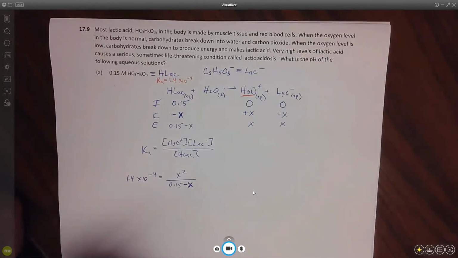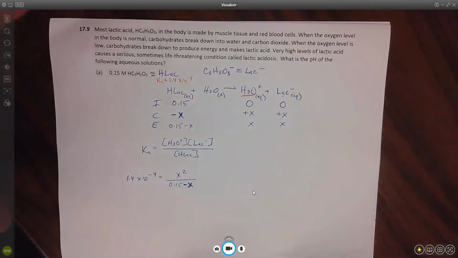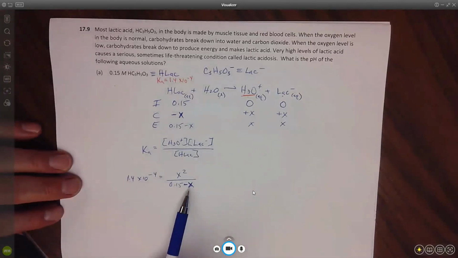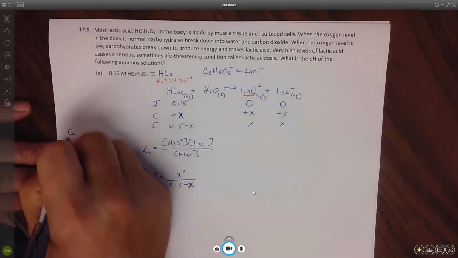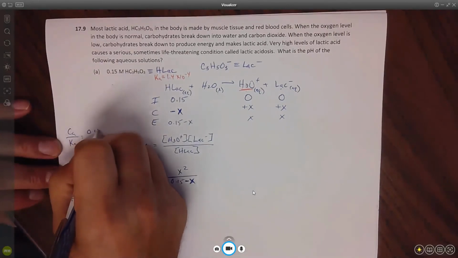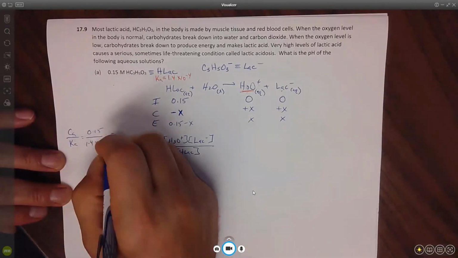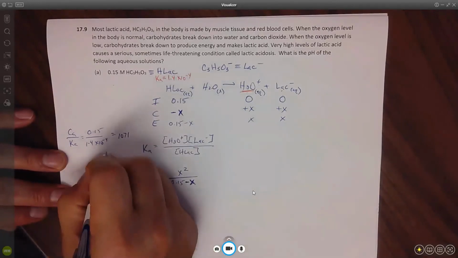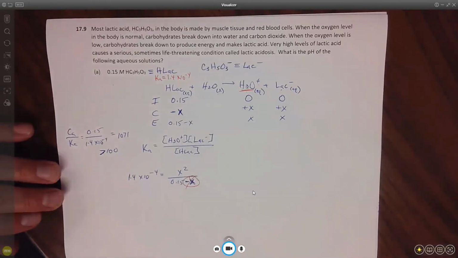We can ignore the minus x. There's got to be more than that, because initial concentration over Ka is greater than 100. Okay, because this is an acid dissociation or base dissociation, and there is only one minus X term, we can use that idea of Ca over Ka, which would be 0.15 over our 1.4 times 10 to the negative 4. That would equal 1071. That's greater than 100. That's going to allow us to ignore that minus X term.